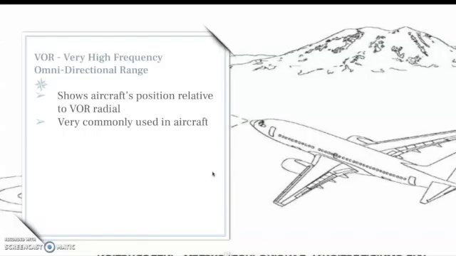Okay, so now we're going to move into VOR. So VOR stands for Very High Frequency Omnidirectional Range, and this shows an aircraft position relative to a VOR radial, which is on the ground. And this is actually very commonly used in aircraft. This is the one thing that air traffic control does relay through signaling. So this is why we do have GPS in planes, but again, the pilot sees the GPS indicator on a map. It's not relayed to air traffic control.